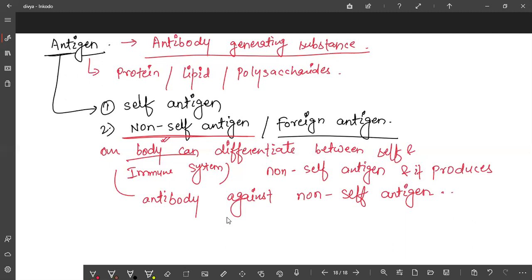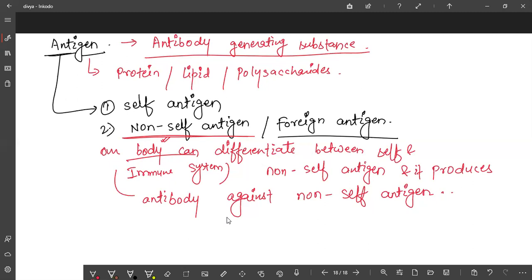Suppose that in case our body is not able to differentiate between self and non-self antigen, then what will happen? Our own body cells will produce antibodies against self antigen. The self antigen is also destroyed, and there will be an immune response against self antigen. And if it happens, then we may suffer from autoimmune disease. Auto means self, immune means the immunity has developed against the self antigen.